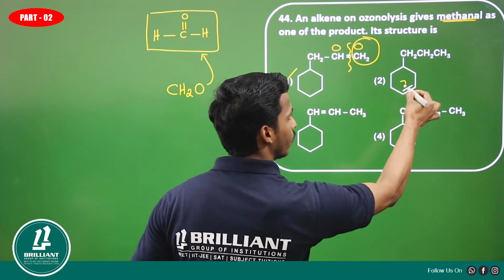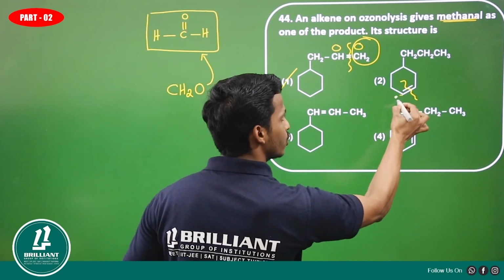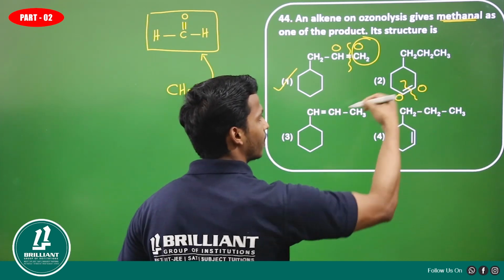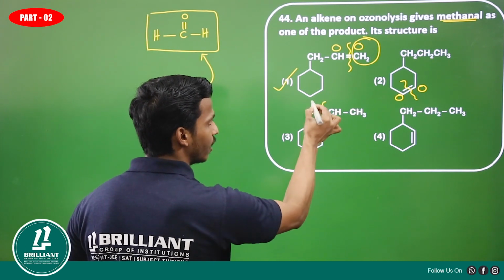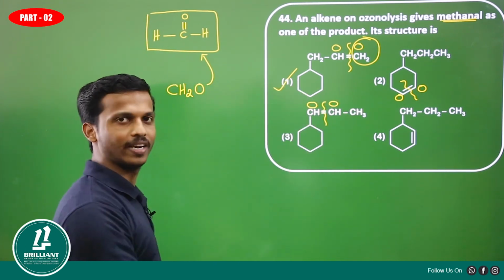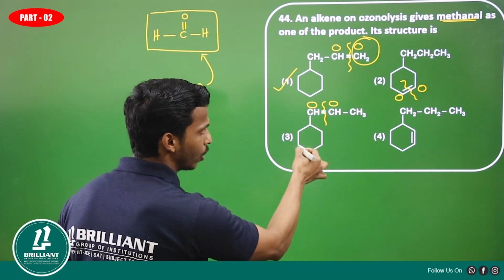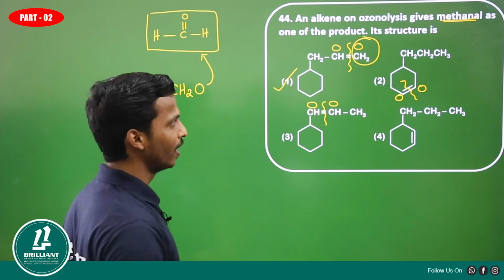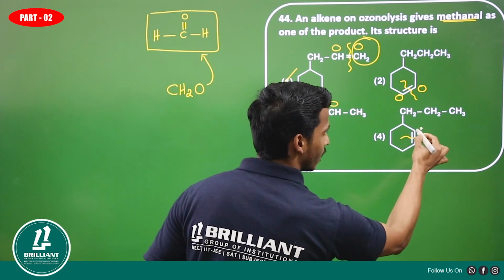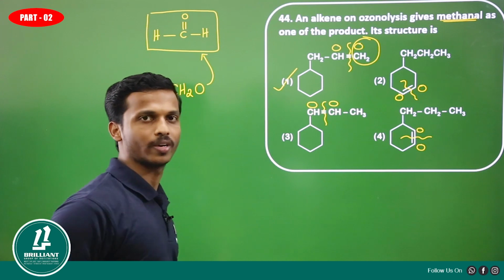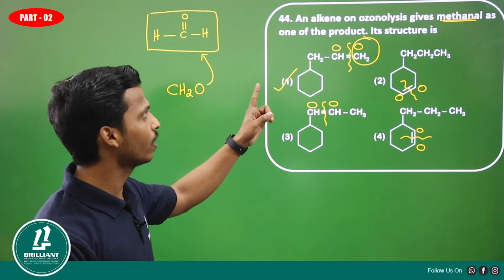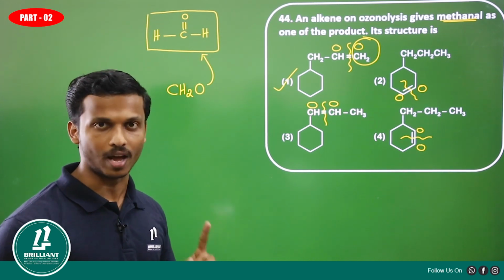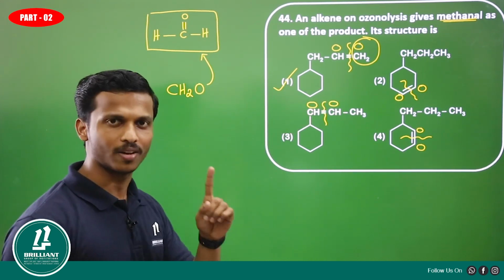What about the second, third and fourth? In the second one, it will break here. You can substitute one oxygen. Will you get methanol? No, it's a big compound. What about here? You can split it here, put an oxygen on the left and right. Here you can see cyclohexane carbaldehyde and CH3CHO, ethanal, not methanol. Then what about here? Here you can split it, put oxygen. There is also no methanol. So only one answer, which one? The first one.